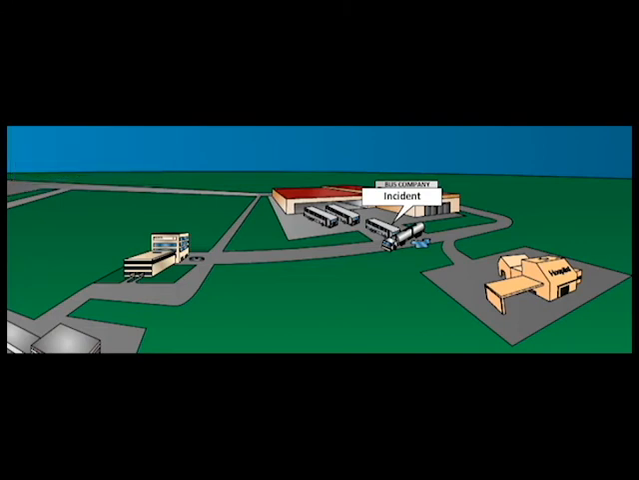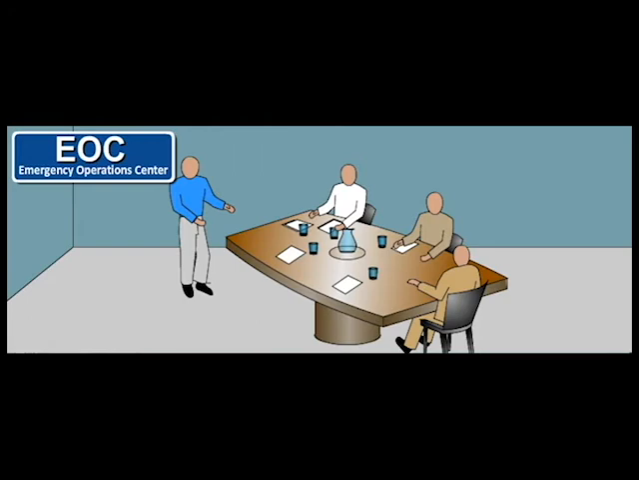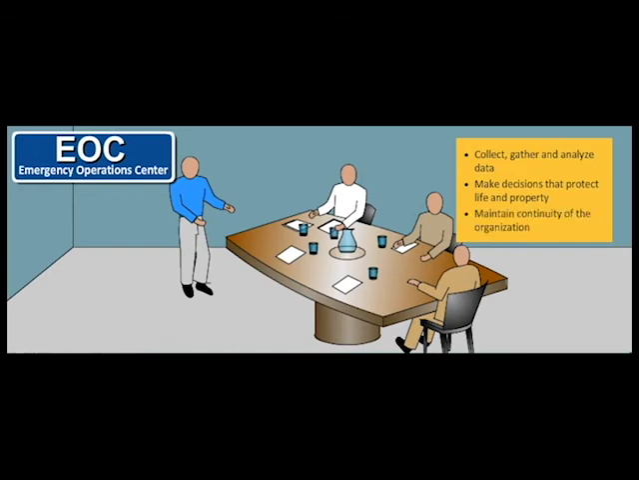An Emergency Operations Center, or EOC, is a central command and control facility responsible for carrying out emergency management functions at a strategic level. An EOC is responsible for the strategic overview or big picture of the disaster and does not normally directly control field assets. The common functions of all EOCs are to collect, gather, and analyze data, make decisions that protect life and property, and maintain continuity of the organization. The Incident Command Post may perform local emergency operations center-like functions in the context of smaller jurisdictions or less complex incident scenarios.